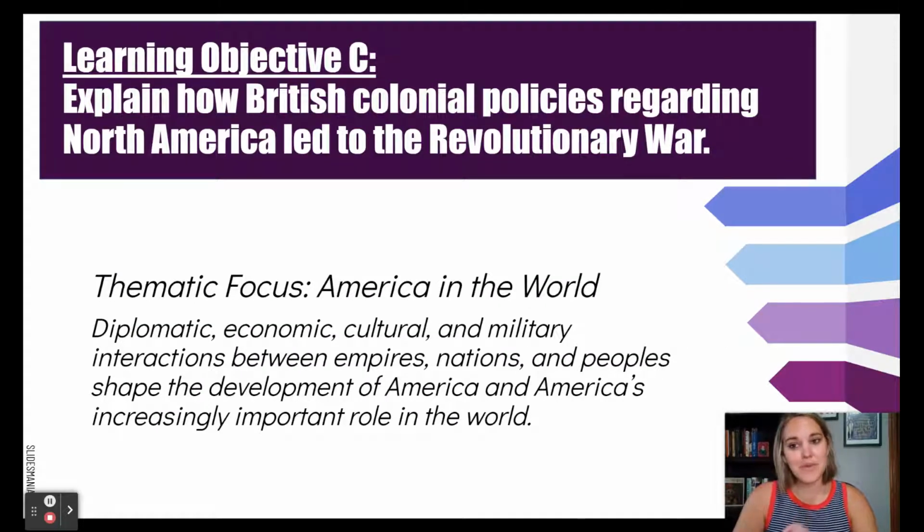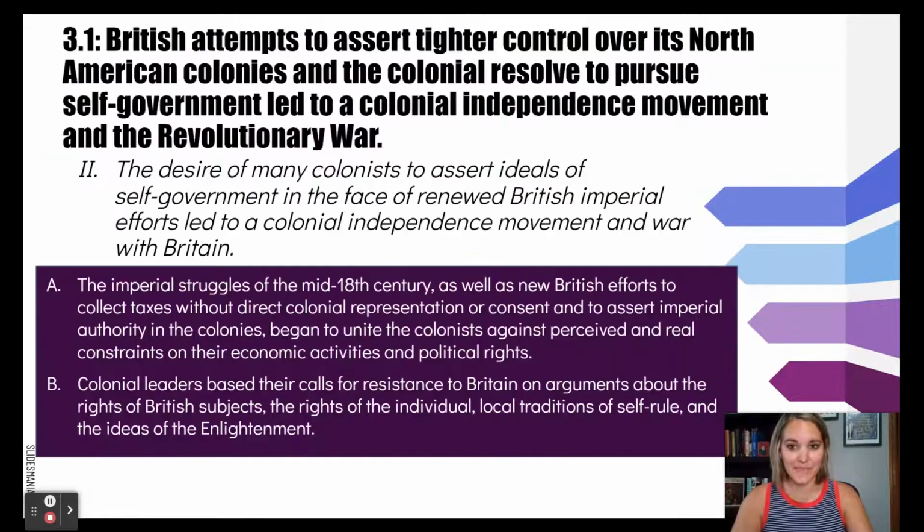So, as always, we have to remain focused on the learning objective: explain how British colonial policies regarding North America led to the Revolutionary War. So this is all about causation today. We're looking at the path towards independence.